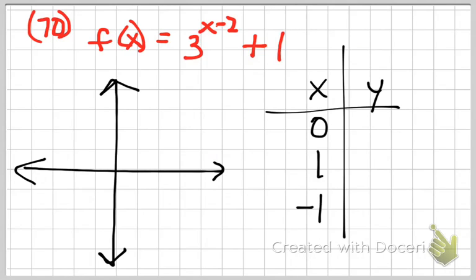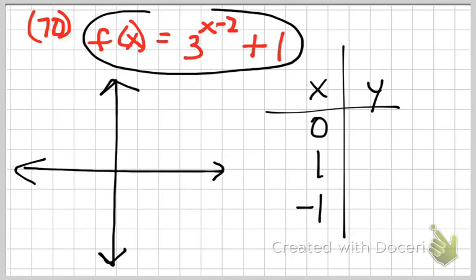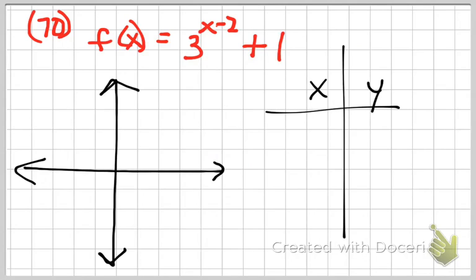So if we start with 0 and plug 0 in for x, and I may regret this for this one. Actually, let's pick some different numbers. Let's pick 2 and negative 1, and how about 3? Now the reason I'm picking these numbers is because I'm looking at my x minus 2 part up here, and I'm looking for what numbers would be good numbers to put in there to give me 0, to give me 1, and to give me possibly negative 1.